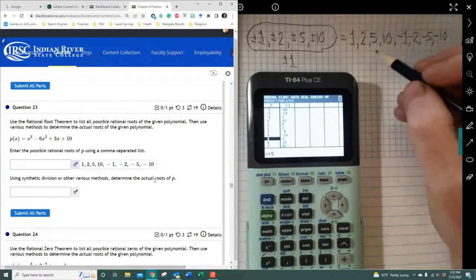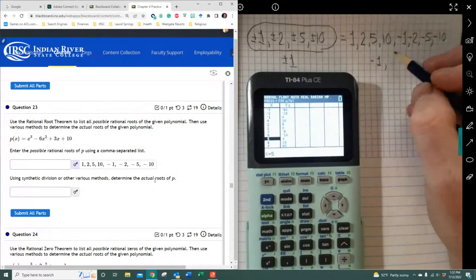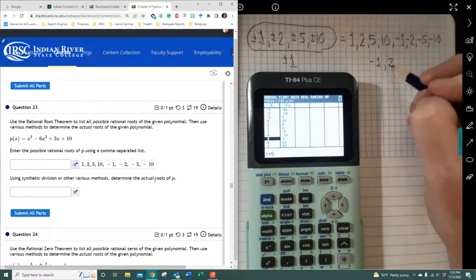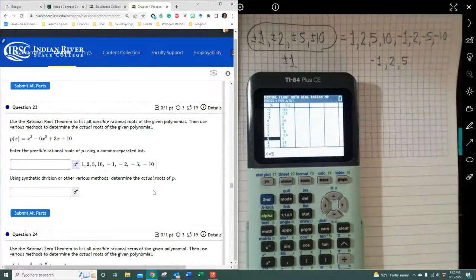So we're going to look at -1, 2, and 5. Those are all our 3 roots, and those are the answers that are provided here. So you can use your graphing calculator. I authorize that on every single one of your tests. So look how fast that was.